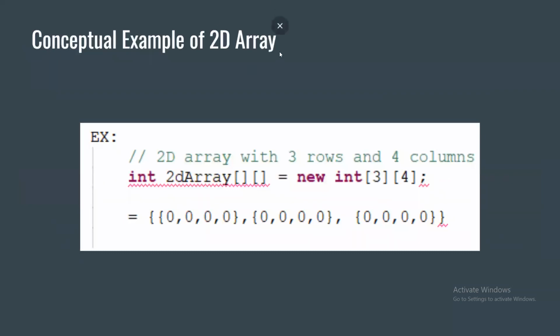So here is a conceptual example of a 2D array. Right here, how I have the equals sign on the bottom and no semicolon or anything, I'm not actually writing it in code. This is just to gain that conceptual understanding.